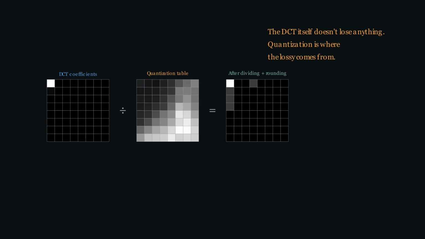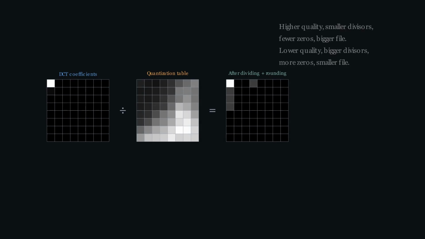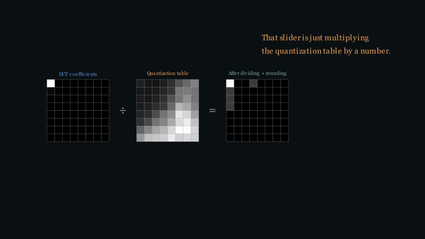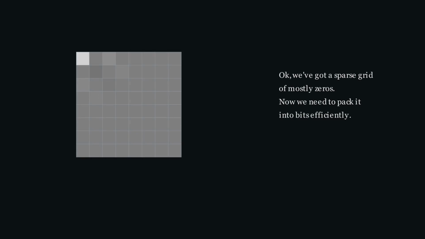The DCT itself doesn't lose anything. Quantization is where the lossy comes from. And by the way, you know that quality slider from the beginning? All it does is scale this table. Higher quality, smaller divisors, fewer zeros, bigger file. Lower quality, bigger divisors, more zeros, smaller file. That slider is just multiplying the quantization table by a number.